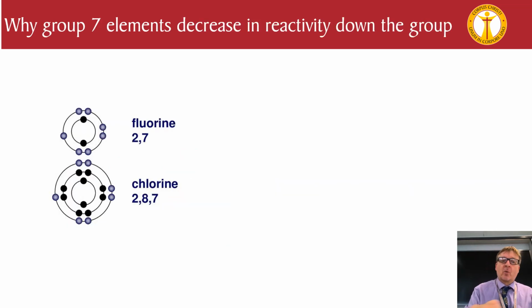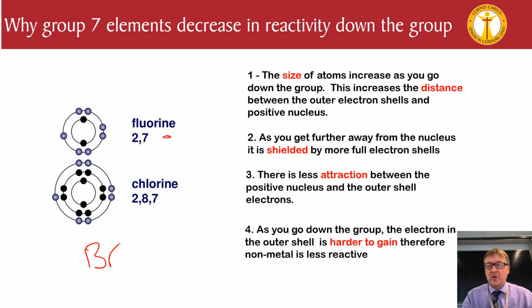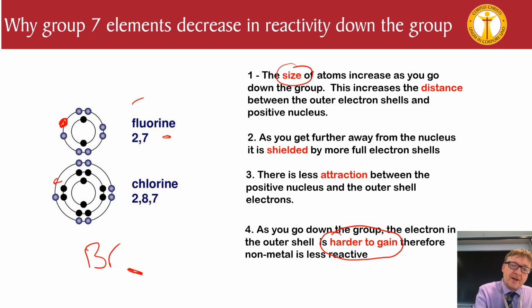Now, the next part of it then is why group 7 elements decrease in reactivity down the group. So we've got fluorine, chlorine, and then we would have bromine. Why do they decrease down the group? Because fluorine is pretty nasty. And it works the same sort of way. It's all to do with how they gain electrons. So it's harder to gain an electron on bromine than it is on fluorine because of the size.